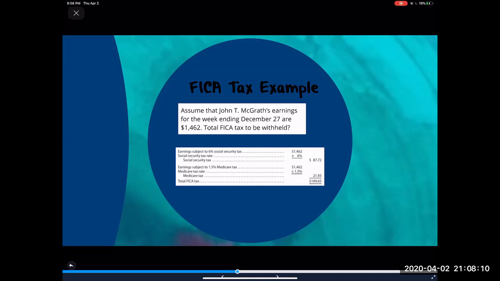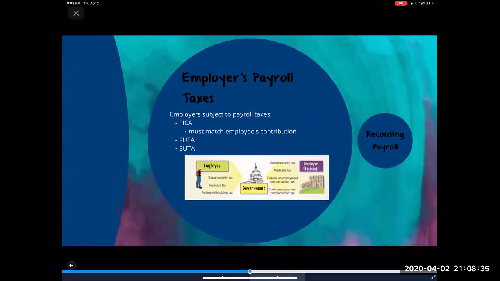So given John T. McGrath's gross pay of $1,462, that amount is subject to a total FICA tax of $109.65. We are all going through the same example, okay? All right, so with that, before I go into employer payroll, I would like to go through an example.